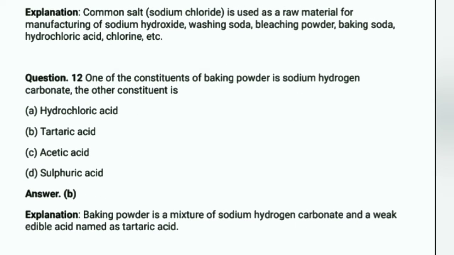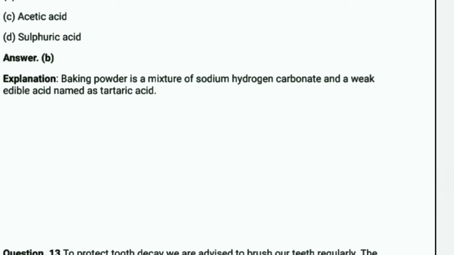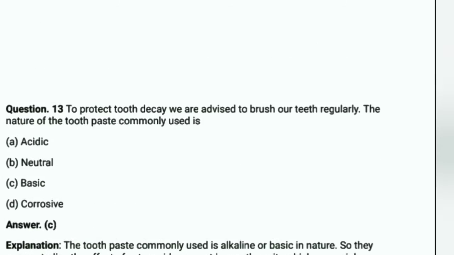One of the constituents of baking powder is sodium hydrogen carbonate. The other constituent is tartaric acid. Explanation: Baking powder is a mixture of sodium hydrogen carbonate and a weak edible acid named tartaric acid.